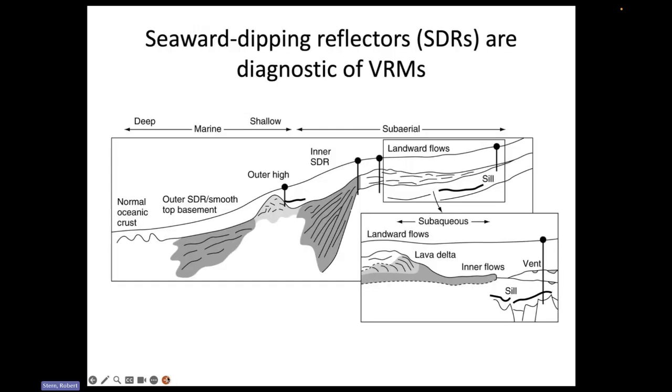This is a sketch showing basically what's going on below the seafloor. These are sediments lying on the crust, and then these are the seaward dipping reflectors. This is a zone of inner seaward dipping reflectors and an outer seaward dipping reflector unit.